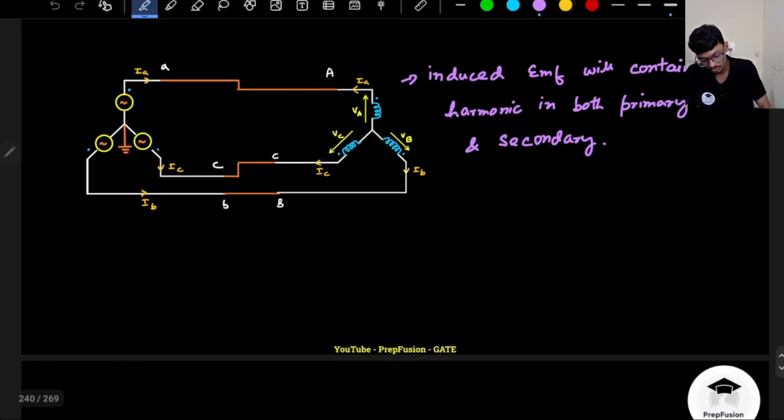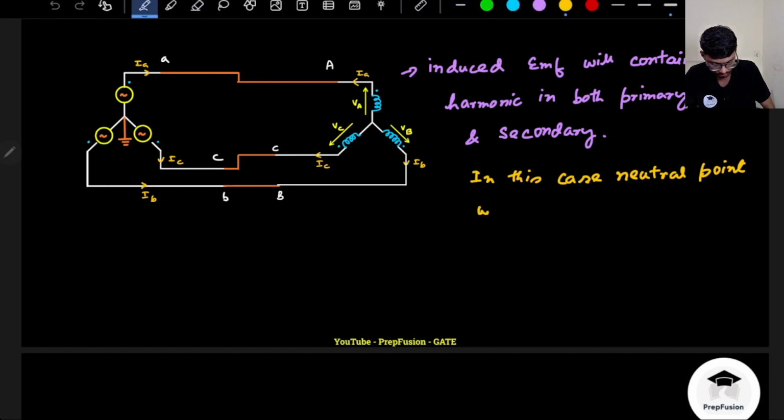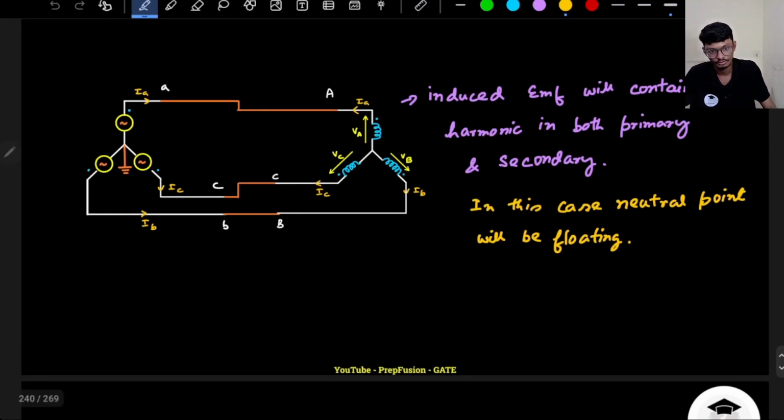And in this case, it is also called the case of floating neutral. So in this case, the neutral point will be floating, or also called oscillating, floating or oscillating.